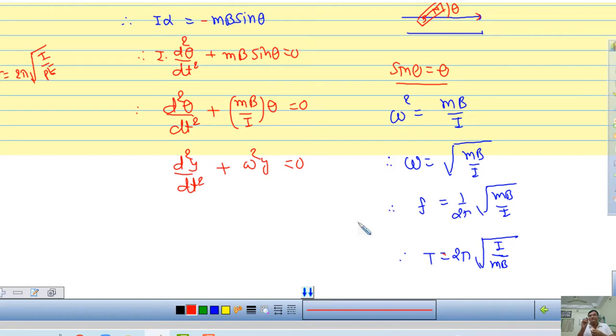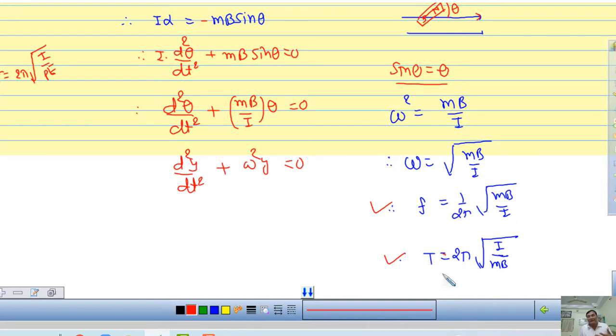So when it is placed in a magnetic field, it will oscillate like this. This periodic time depends on the moment of inertia. The more the moment of inertia, the more the time. If the magnet has more strength, then it is less. If the external field is more, then it is less. So you have two formulas. Both are very, very important.